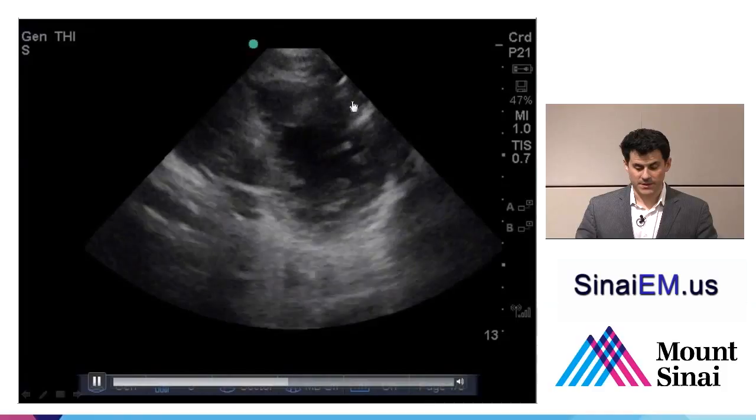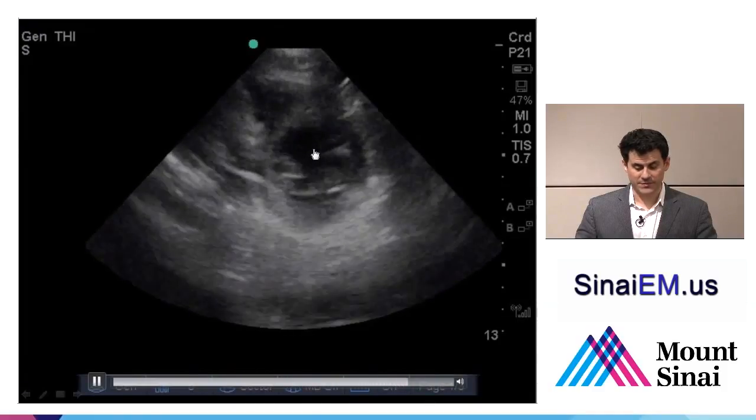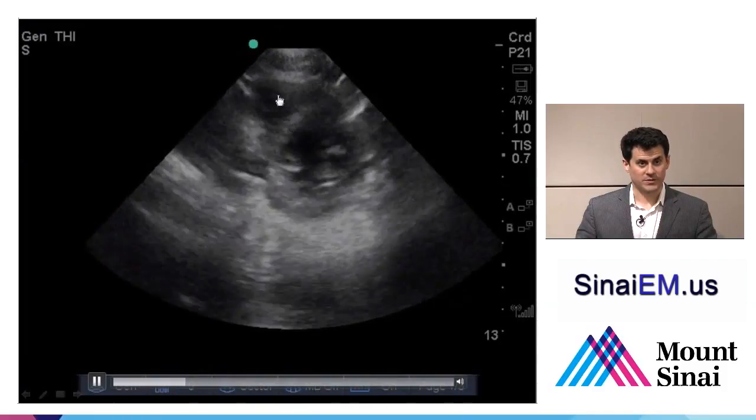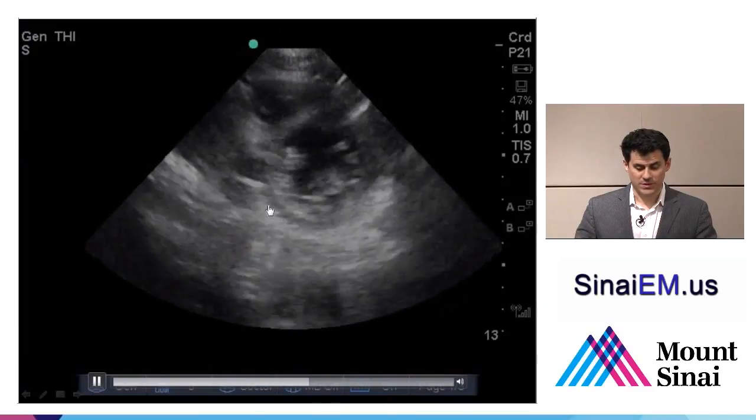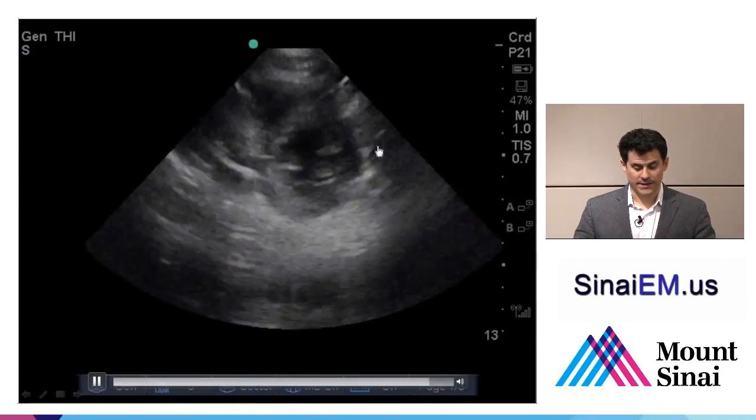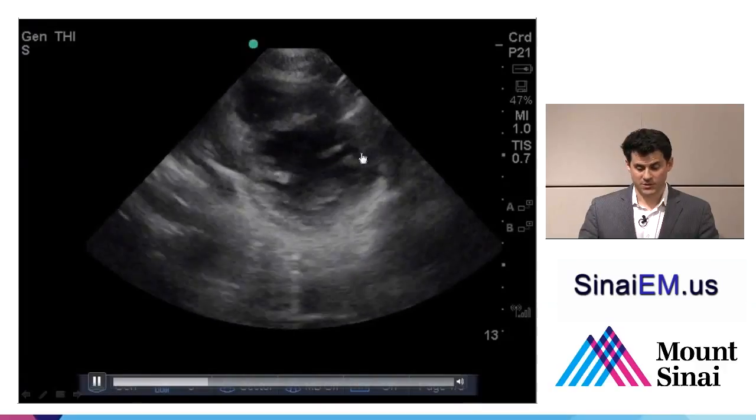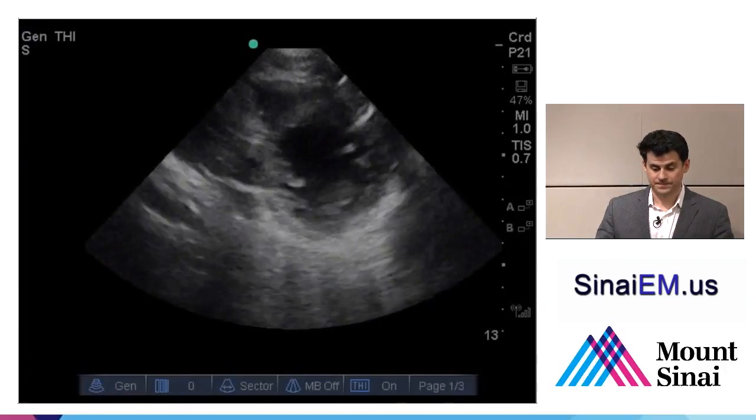So here we can see the septum separating the left ventricle on the bottom from the right ventricle at the top. And we see the heart beating and sort of concentrically coming towards the center, demonstrating good contractility.